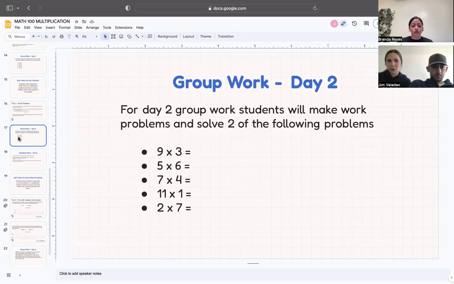Group work for day 2. 5 problems will be projected onto the board. And instead of doing 3, students will have to do 2, and they will have to make word problems that go along with these equations. And not only will they have to make the word problems, they'll have to solve them using the bar or circle method.